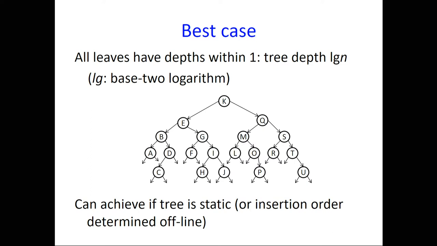But as I said, we want to consider the possibility of doing insertions and deletions. We could completely rebuild the tree after every insertion or deletion, but this is linear time. If we're dealing with a tree with billions of nodes in it, this is completely infeasible. So we want to approximate the best case here somehow, preserve the logarithmic search with fast updates. That's the challenge.